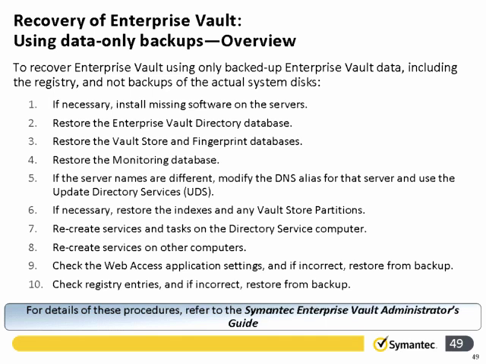If necessary, restore any of your indexes or Vault Store partitions to the correct location. Recreate your services and tasks on the directory server computer. Then you can recreate any additional services that are necessary on the other computers. Make sure that all your web access application settings are correct, and if not, restore them from your backup. Check your registry settings and make sure that they're correct. And again, if they're not, you can restore them from the Windows registry backup.